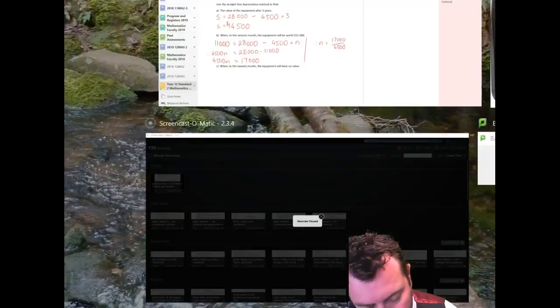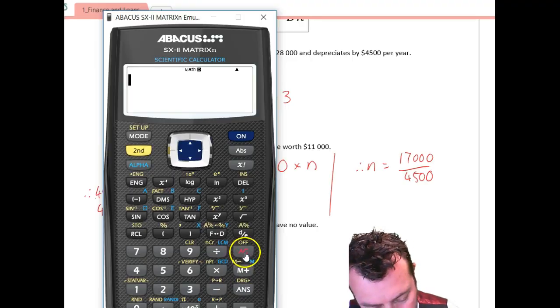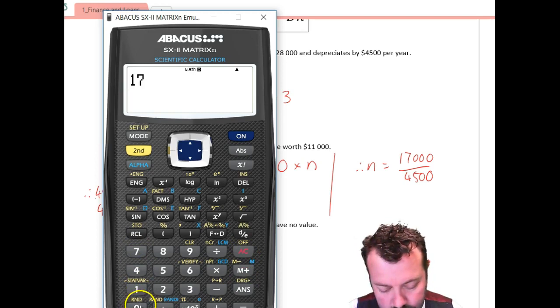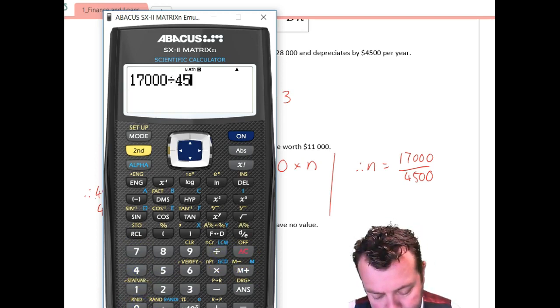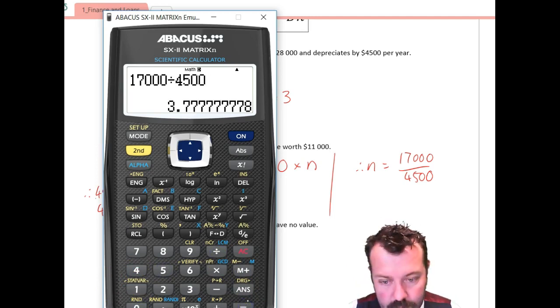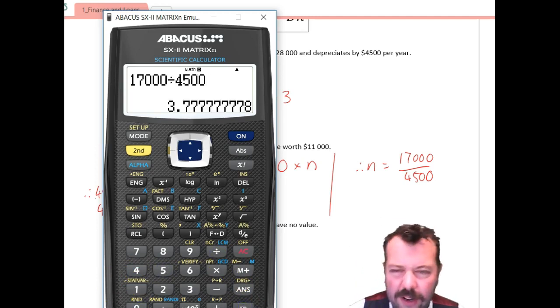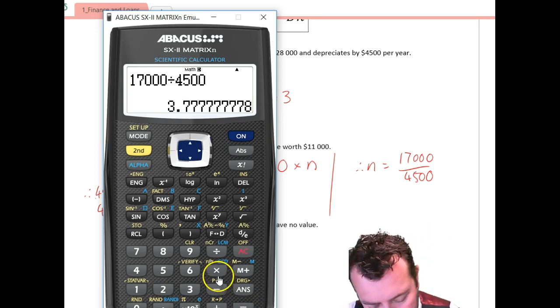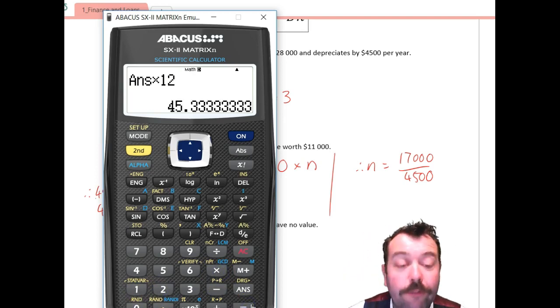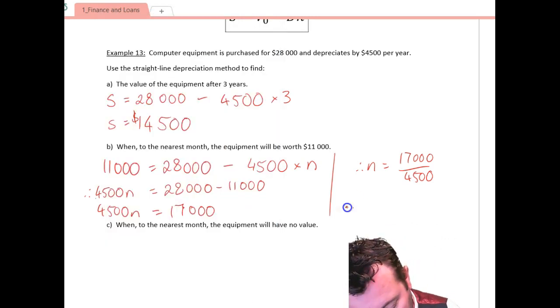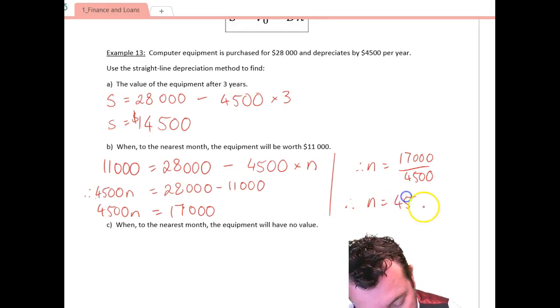What happens when I pull up the calculator and try that one out? 17,000 divided by 4,500. I get 3.7 recurring. Now, I want the nearest month, so if I multiply that by 12, it's going to tell me how many months that is. So after 45 months is the nearest month. n equals 45 months. There's my unit.